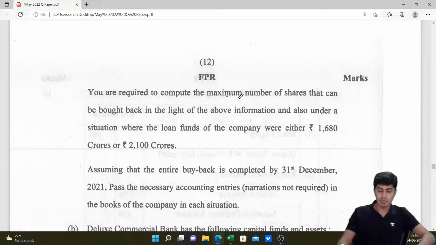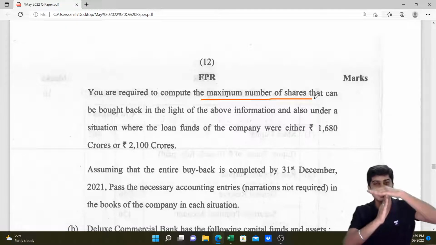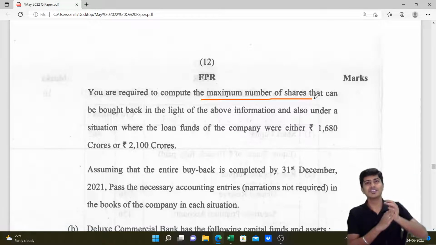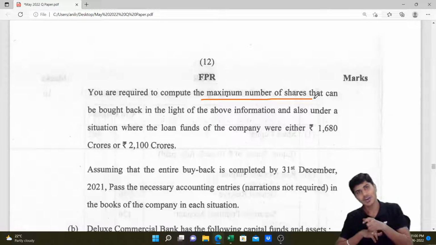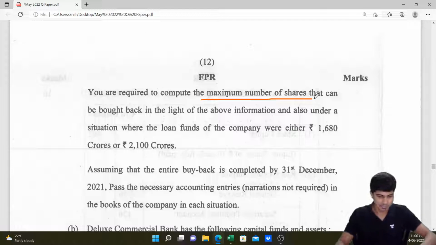You are required to compute the maximum number of shares that can be bought back. So basically you need to see DRS. Dhoni review system? No, not Dhoni review system, but it is debt equity ratio test, resource test and share outstanding test. All these three tests have to be addressed.